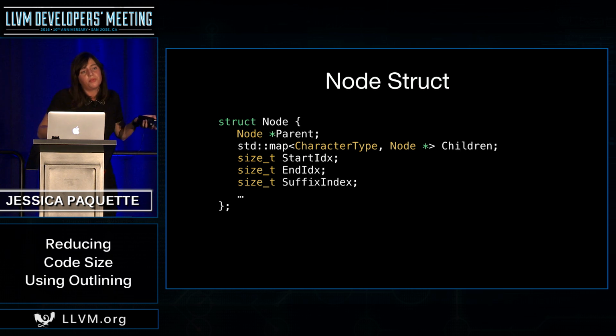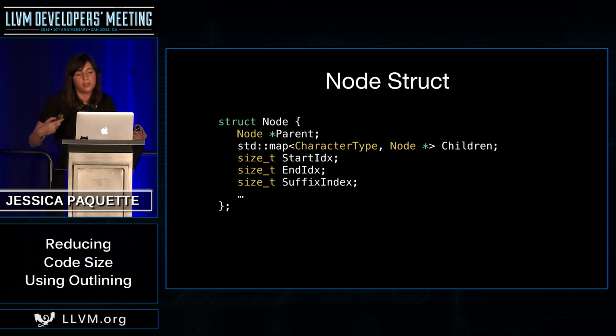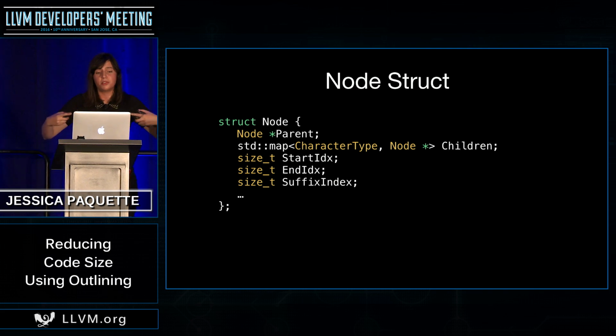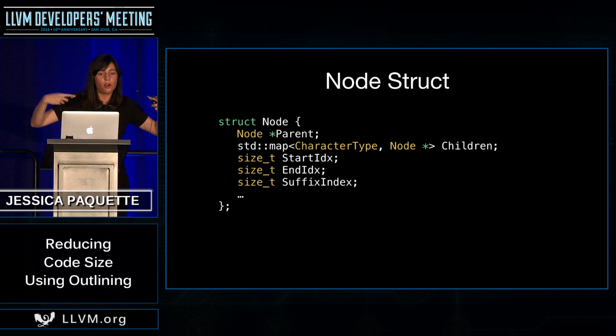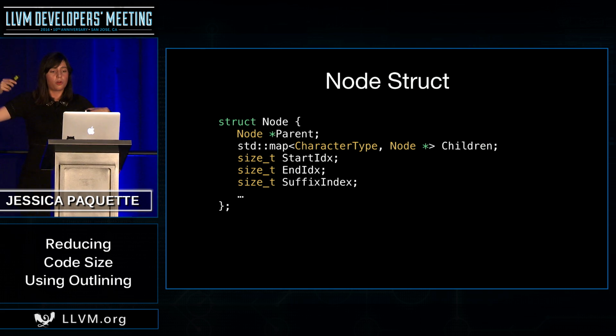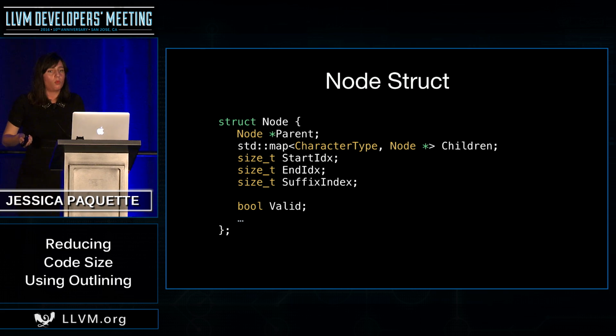Our nodes might look something like this. We'd have a pointer to the parent of our current node that would allow us to split things. Each node might store something like a map of whatever we want to store as characters, it could be unsigned integers, for example, to nodes to represent whether or not there's going to be a valid transition on that character. Each node is going to store those indices into the string that would tell us what the substring associated with this node is. And each leaf would also have that suffix index. That's the start index of the suffix it represents. For the outliner, we'll also add something like a Boolean value, which will represent whether or not a node has been pruned out of the tree.